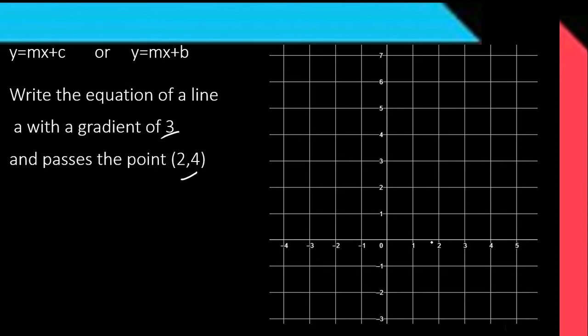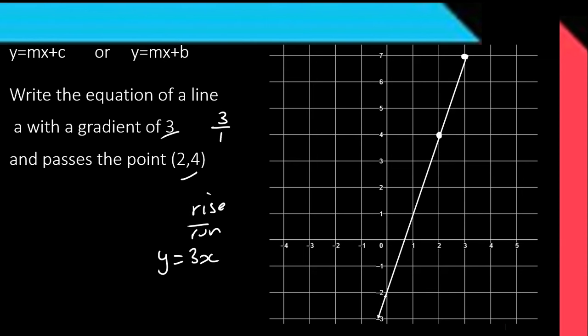You can plot the point, which is 2 and 4, and then the gradient is 3, which is the rise over the run. So rise over run is going to be 3 over 1. That means I'm going to go up by 3 and to the right by 1. And I could draw a perfect line through those 2 points, and that would indicate where my y-intercept is. So the equation of this line is going to be y equals 3x, and the y-intercept is negative 2.